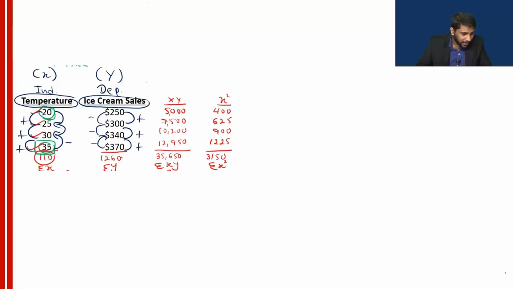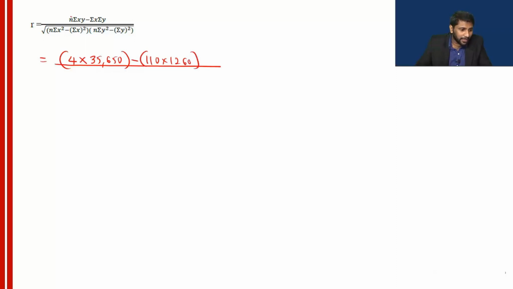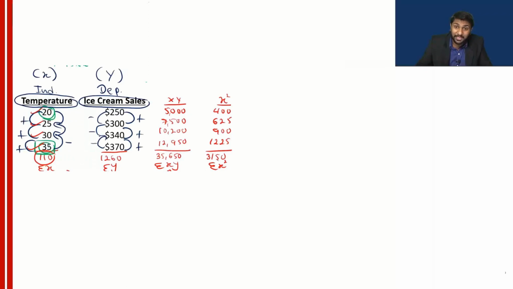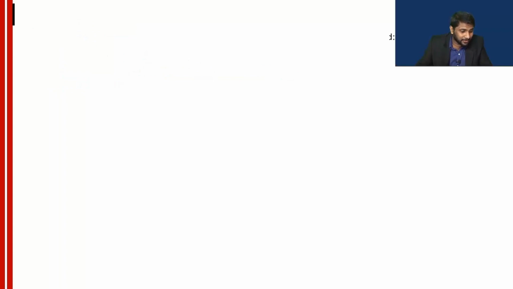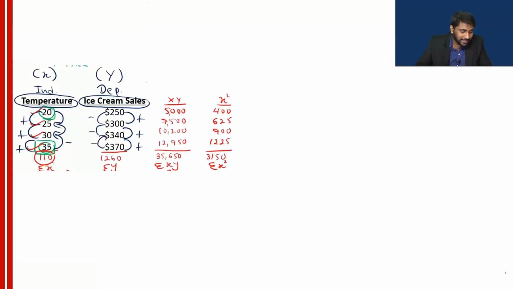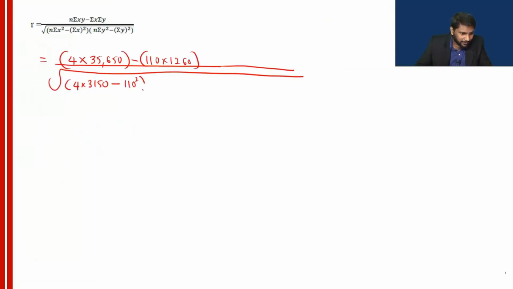Sigma x is 110, sigma y is 1260. 110 into 1260, then you have to take the square root. Don't forget to take the square root. Again, inside the brackets, n: how many pairs are there? 4 pairs. Sigma x square, we calculated that value, 3150. 4 into 3150 minus sigma x, the entire thing squared. Sigma x is 110, so 110 squared. Close the brackets. Into, next, 4 into sigma y square.